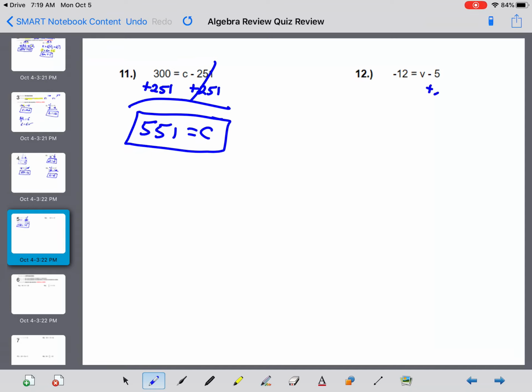Negative 12 equals v minus 5, so you're going to add 5 to both sides. 5's cancel. Negative 12 plus 5 gives you negative 7 equals v.